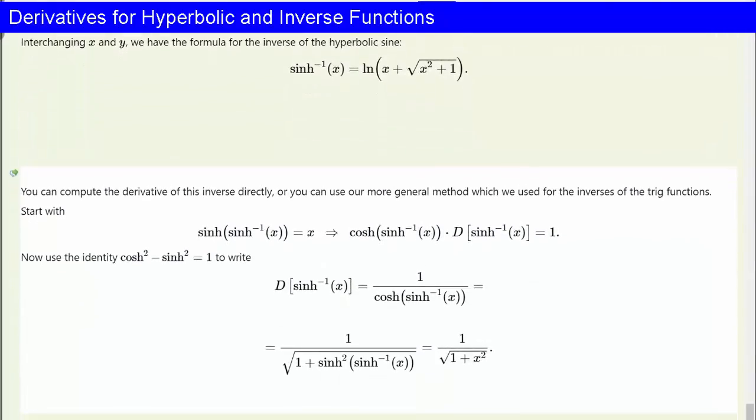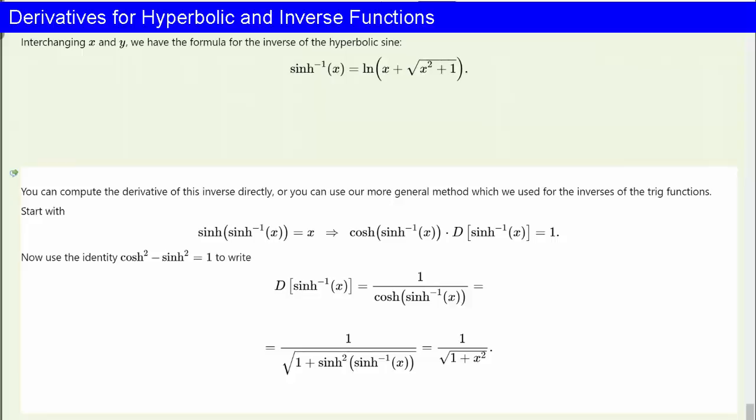You can compute the derivative of this inverse directly, or you can use our more general method, which we use for the inverses of the trig functions. For that method, you start with the identity that the hyperbolic sine of the inverse hyperbolic sine of x is just x, identically. And you differentiate that identity to get that the hyperbolic cosine of inverse hyperbolic sine of x times the derivative of inverse hyperbolic sine of x equals 1, where again we've used the chain rule.